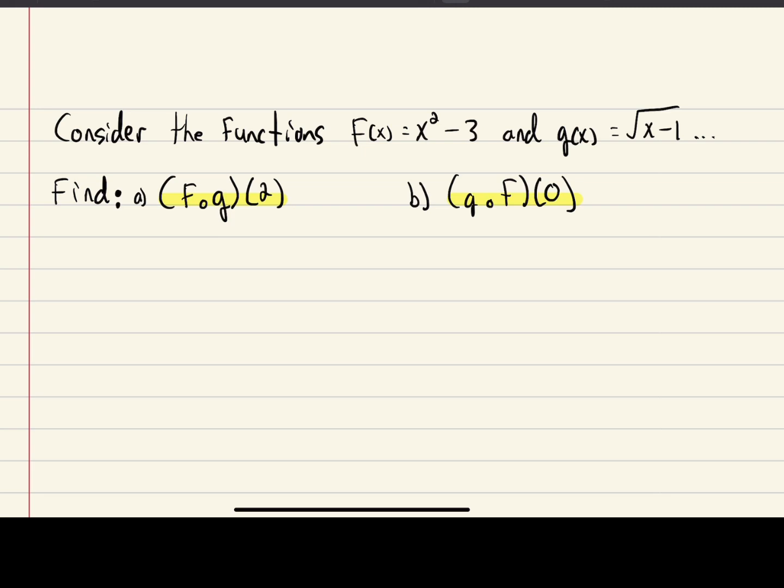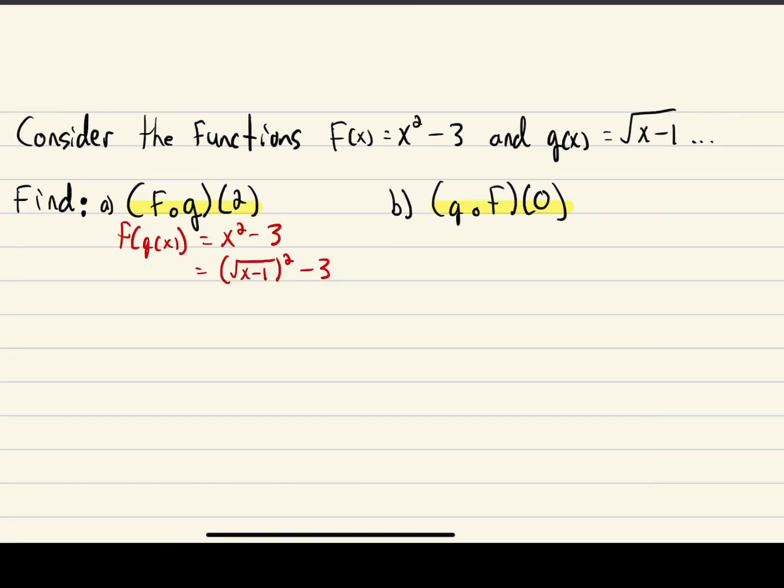Consider the functions f(x) = x² − 3 and g(x) = √(x − 1). Let's say this time I want to actually find the total output of the new composite function, f of g at 2. So the first thing I'm going to do is get the actual function of f of g at 2.